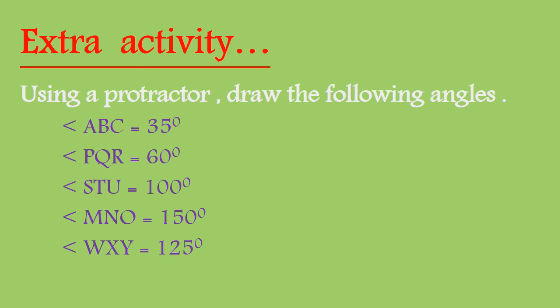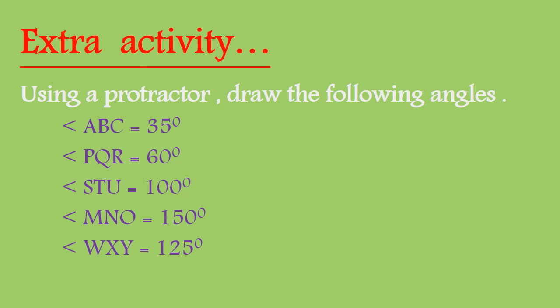Using a protractor, draw the following angles. First one, angle ABC. Here, this is an acute angle, right? Then B should be the vertex. How to draw this angle ABC? First of all, you have to draw a straight line called AB. Then one point should be the vertex. Here B is the vertex. Then you keep the protractor on the AB line. Then you have to measure 35 degrees from the inner scale or outer scale.